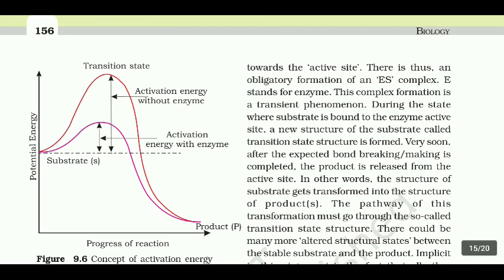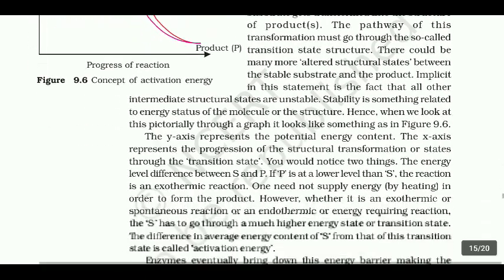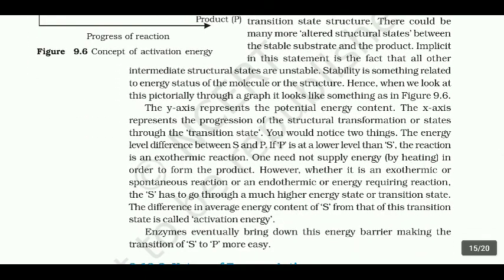The pathway of this transformation must go through the so-called transition state structure. There could be many more altered structural states between the stable substrate and the product. Implicit in this statement is the fact that all other intermediate structural states are stable. Stability is something related to the energy status of the molecule or the structure. Hence, when we look at this pictorially through a graph, it looks like something as in figure 9.6.